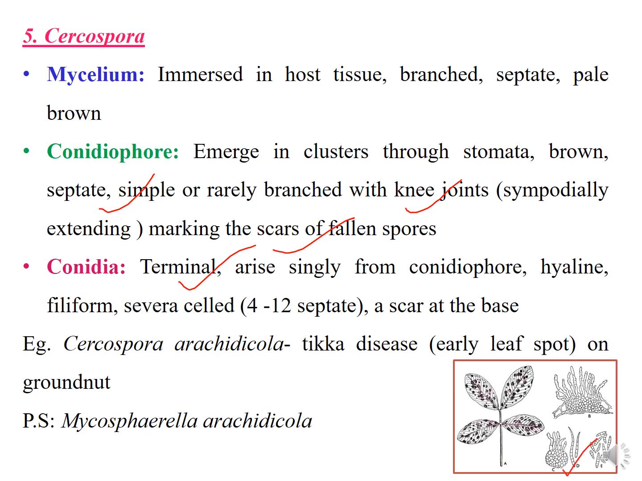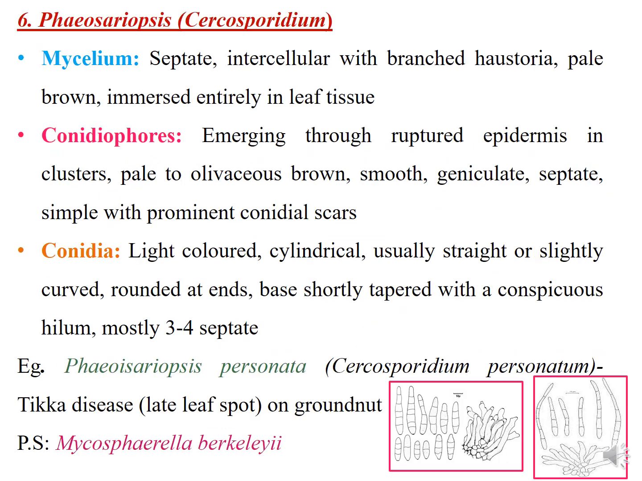Here in the picture you can see how they look. They are several celled, that is 4 to 12 septate, with a scar at the base. A scar used to be present even in Cercospora also. Examples are Cercospora arachidicola, which causes early leaf spot on the groundnut. The perfect stage for Cercospora arachidicola is Mycosphaerella arachidicola.